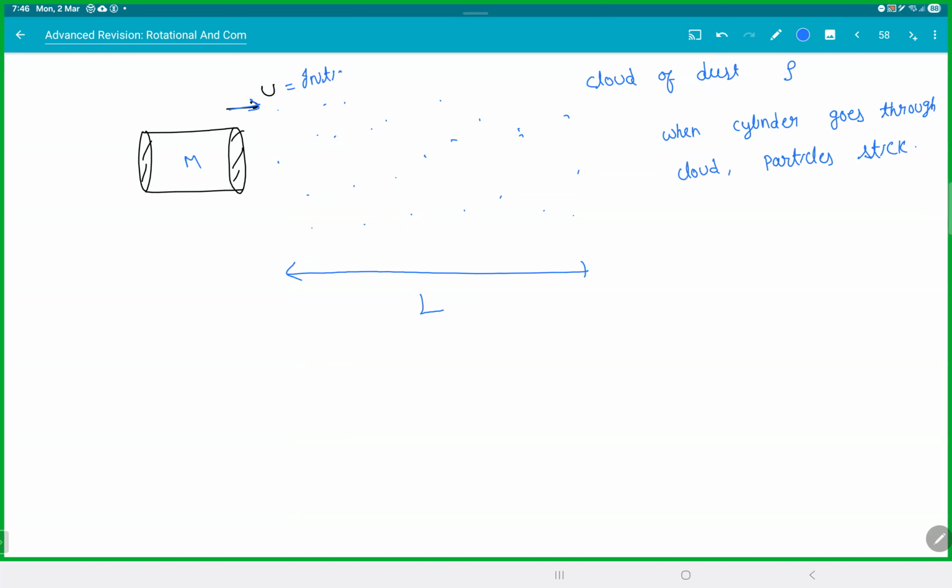So I can ask you, what is the time taken to cross the cloud? Take other data, area of cross section A. You can take the length of the cylinder as very small compared to the length of the cloud. So find the time taken to cross the cloud, or maybe find the speed when it reaches the other side of the cloud. Let's try to find the time. I just made it up. You'll get these kinds of questions.